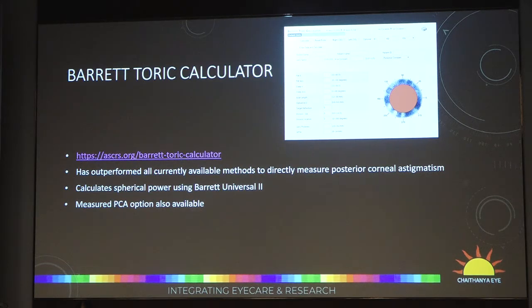It calculates the spherical power using the Barrett Universal II. And there is also the option of entering the measured posterior corneal astigmatism using any of the instruments that I mentioned before. You can enter a measured PCA, or you can let the nomogram calculate the posterior corneal astigmatism by itself.